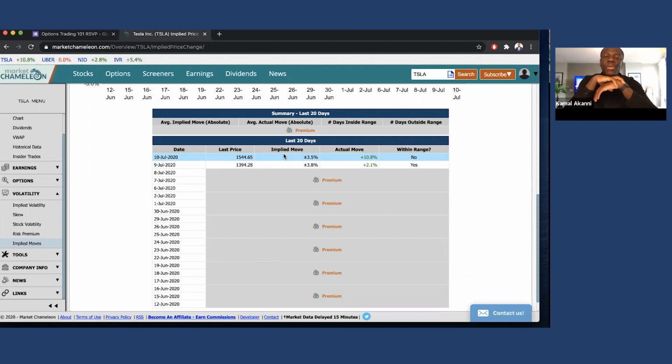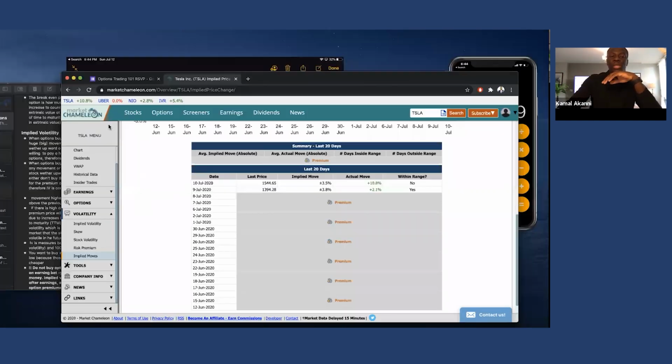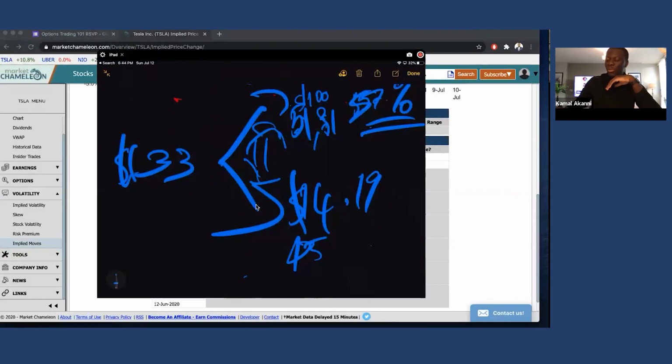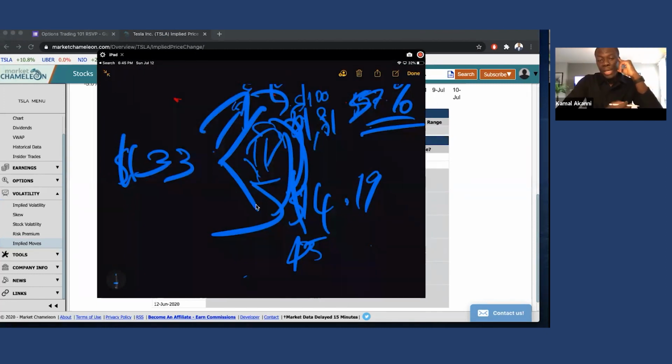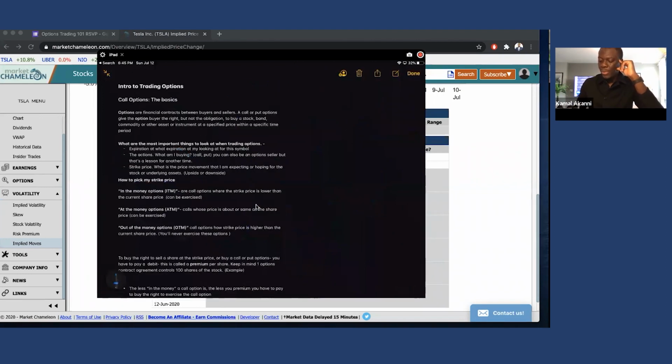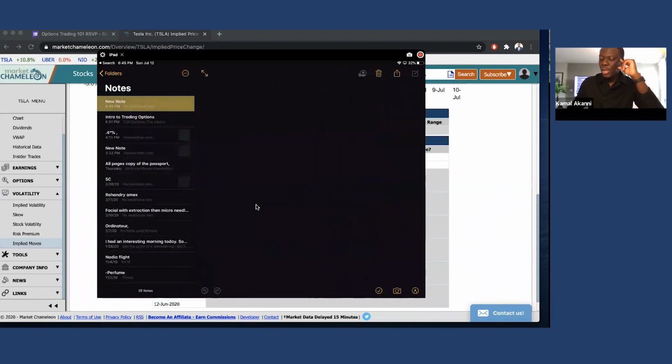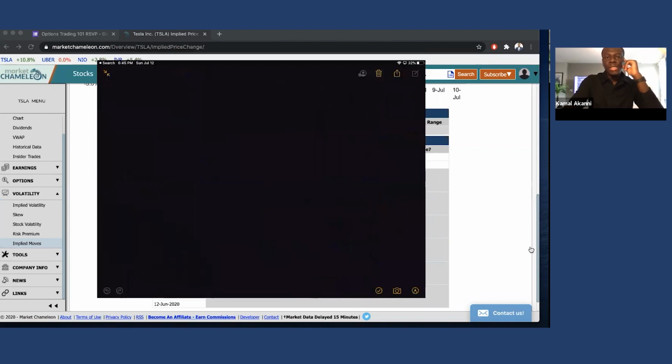3.5% was the expected move of implied volatility, but Tesla actually defied all odds and literally went up 10.8%, close to 11%. So is it within range? No. It wasn't between this interval that I showed you here. It literally went past the range on the upper side, which is amazing for people who actually own these options, especially the calls. So that's how good this tool is.